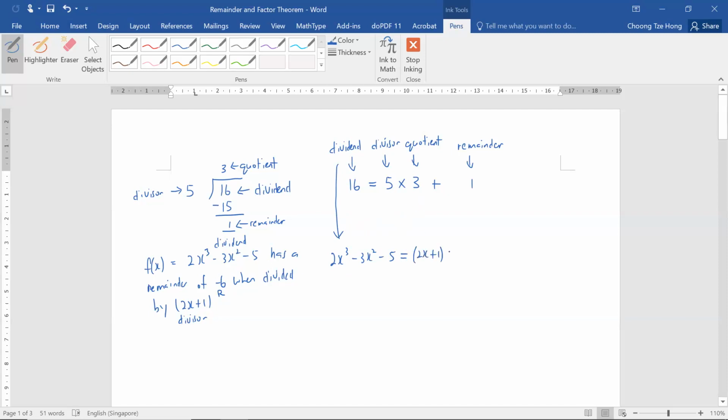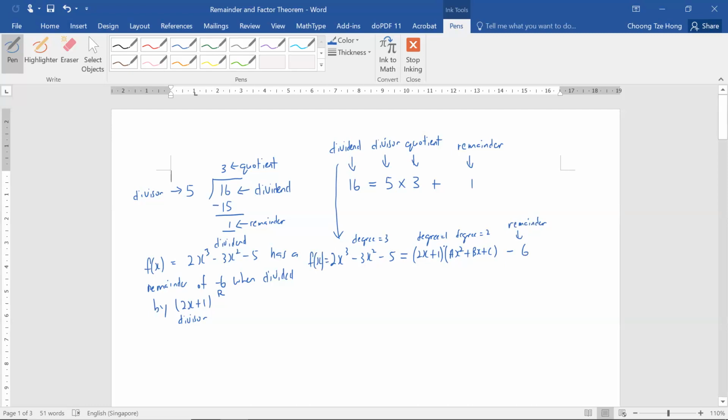Times the quotient. The quotient we don't know, but it doesn't matter. Over here we have the divisor as degree 1, so degree 1 times degree 2 will give you degree 3. So we can just let it be ax squared plus bx plus c, although we can actually find out the a, b, and c quite easily. Then plus the remainder behind. Now it's plus negative 6, so we'll just write negative 6 over here. So we can express it in this form for polynomials. Remember this whole thing is equal to f(x).